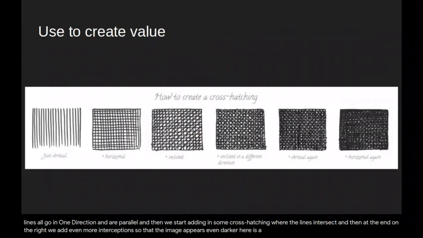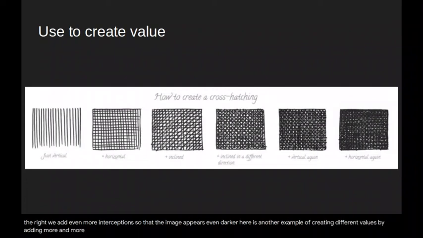Here is another example of creating different values by adding more and more intersections and overlapping. The key here is that the more lines there are, the more overlaps there are, and the closer together parts of the image are, the darker it will feel.